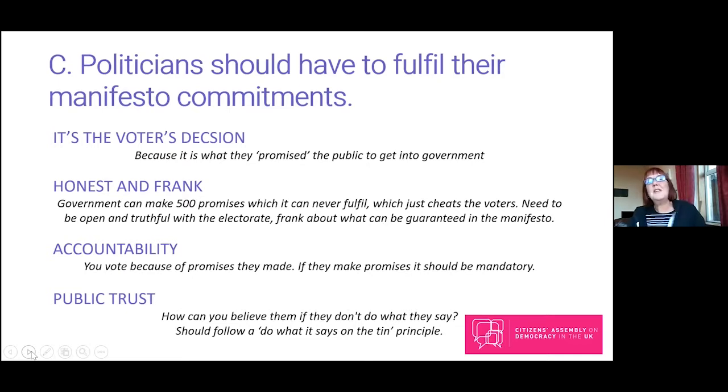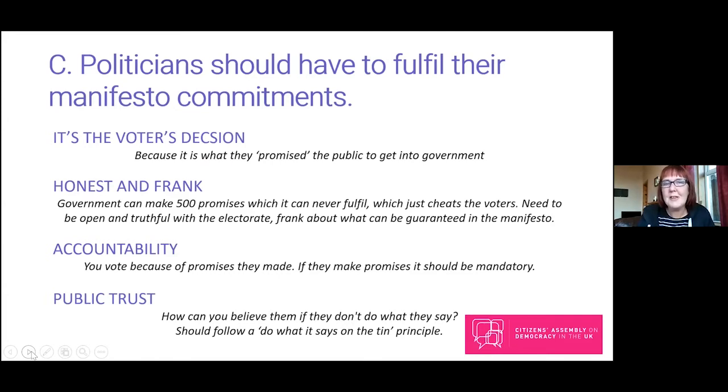The second one you focused on was the idea of politicians fulfilling their manifesto commitments. The themes that came out in the discussion there were, it's the voters' decision. Voters voted a government in, and therefore there's an expectation that they will deliver on some things that they promised. It's about being honest and frank, being truthful with the electorate. If you're saying you're going to do something, there was an expectation from members that that is what the government should deliver, unless, seriously, circumstances change. Accountability again, because you voted for them, therefore you expect them to do what you voted for.